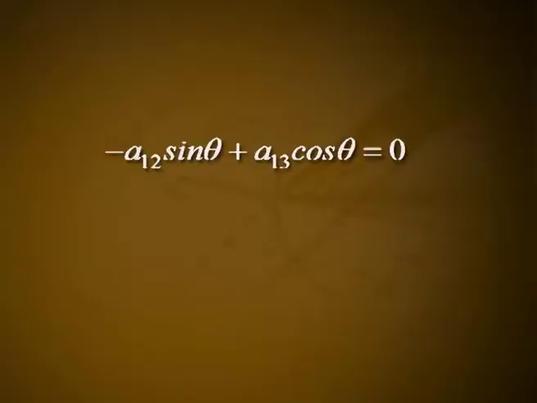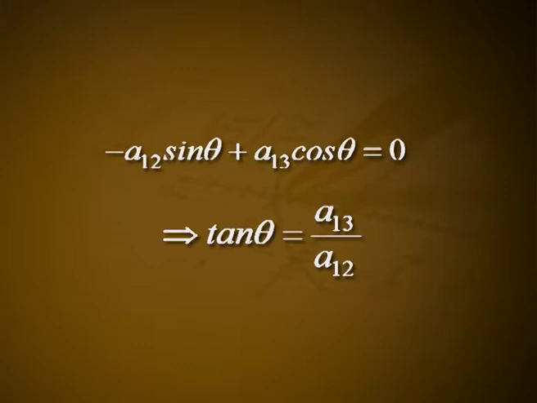Let the matrix A dash be denoted by Aij dash. The angle theta is obtained by putting the elements A13 dash and A31 dash of A dash equal to 0. This gives minus A12 sin theta plus A13 cos theta equal to 0. This implies tan theta equals A13 divided by A12. With this value of theta, perform S1 inverse A S1 and produce 0 in the (3,1) and (1,3) cells.